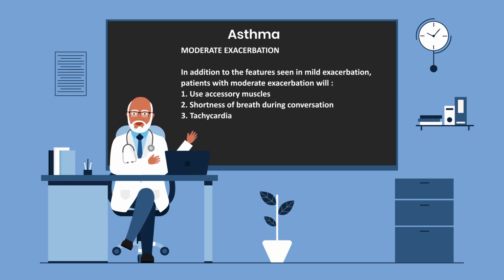In terms of moderate exacerbation, now in addition to the features seen in mild exacerbation, patients with moderate exacerbation may now present with the use of accessory muscles. They may also have shortness of breath during conversation, especially while giving the history, and there will be some tachycardia.